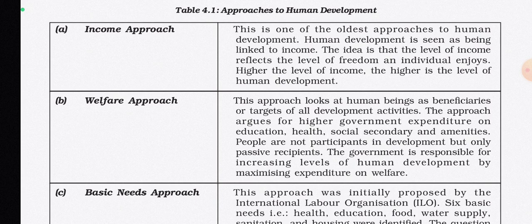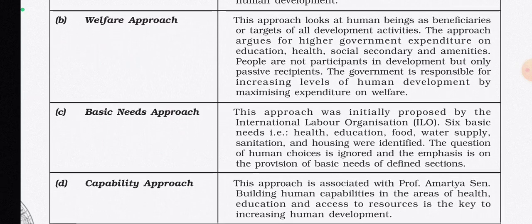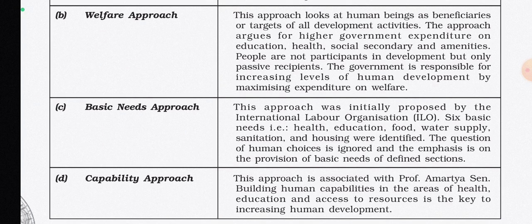Now, welfare approach. This approach looks at human beings as beneficiaries or targets of all development activities. The approach argues for higher government expenditure on education, health, social security, and amenities. People are not participants in development but only passive recipients. The government is responsible for increasing levels of human development by maximizing expenditure on welfare.